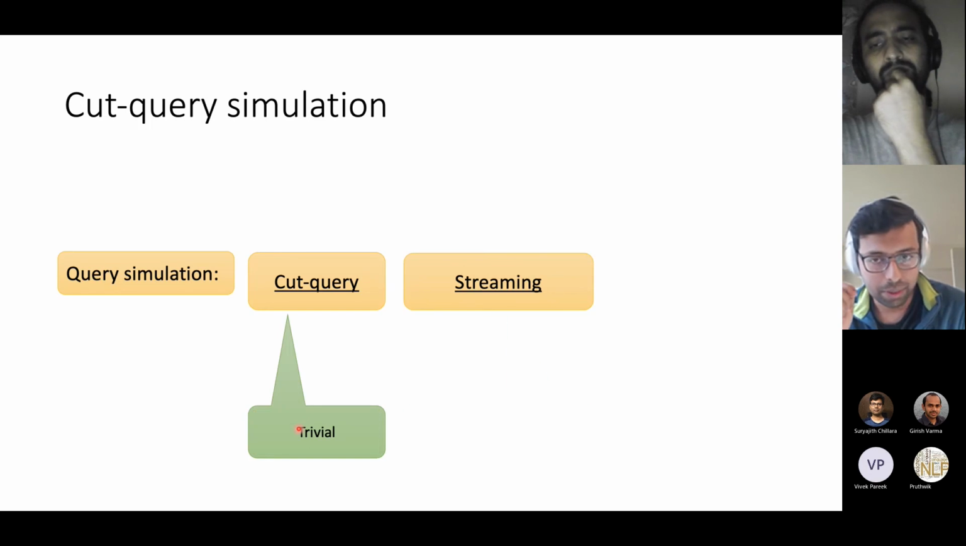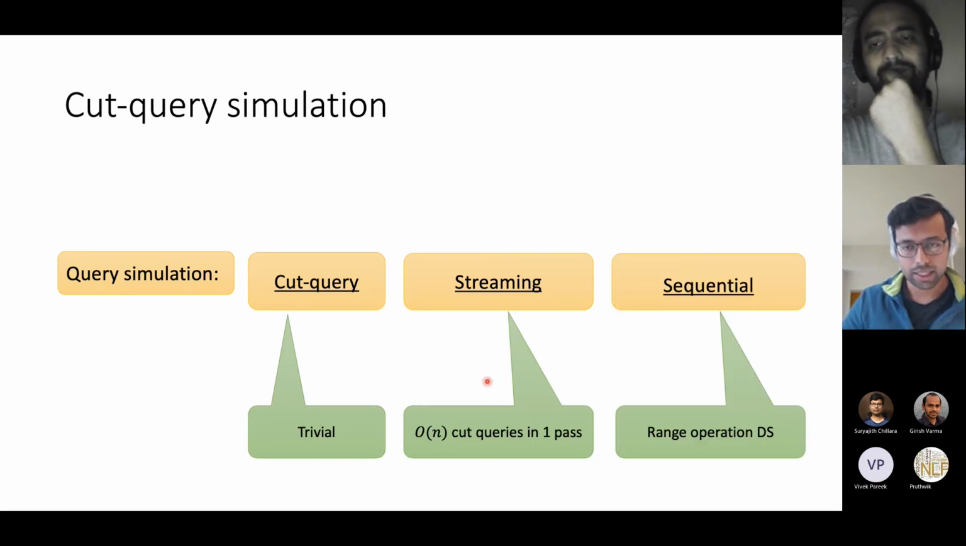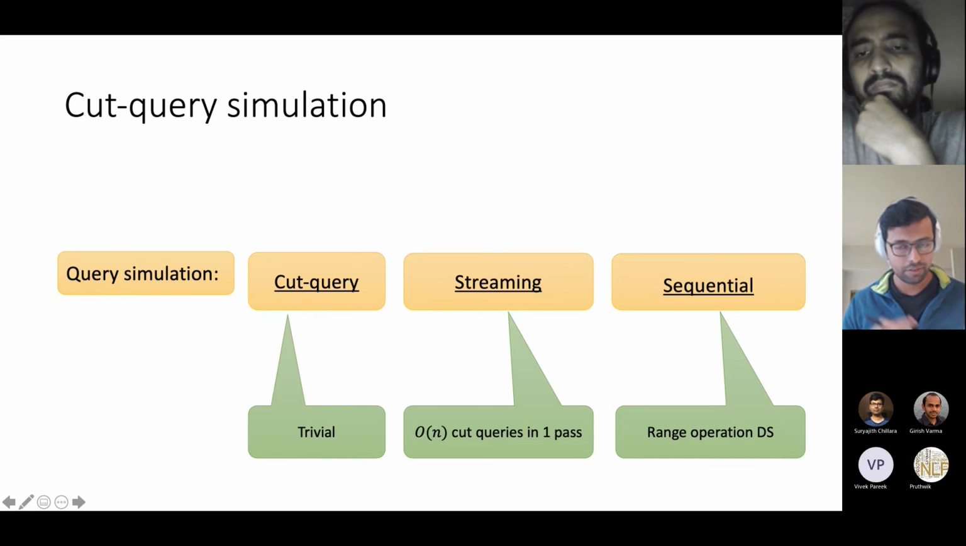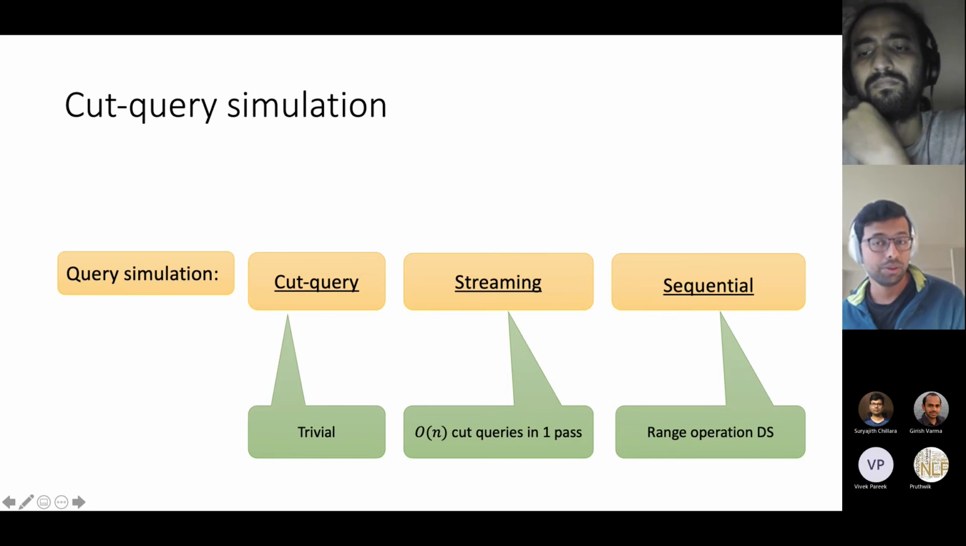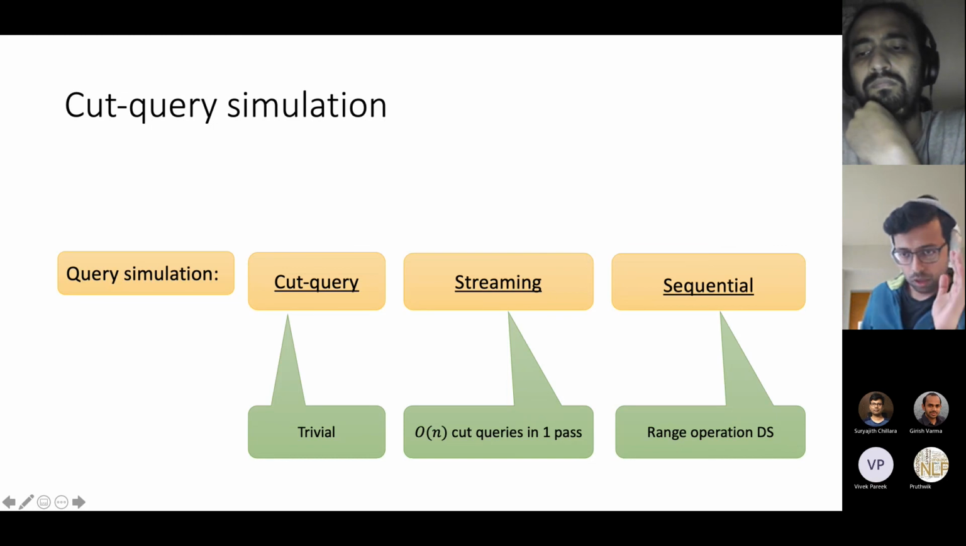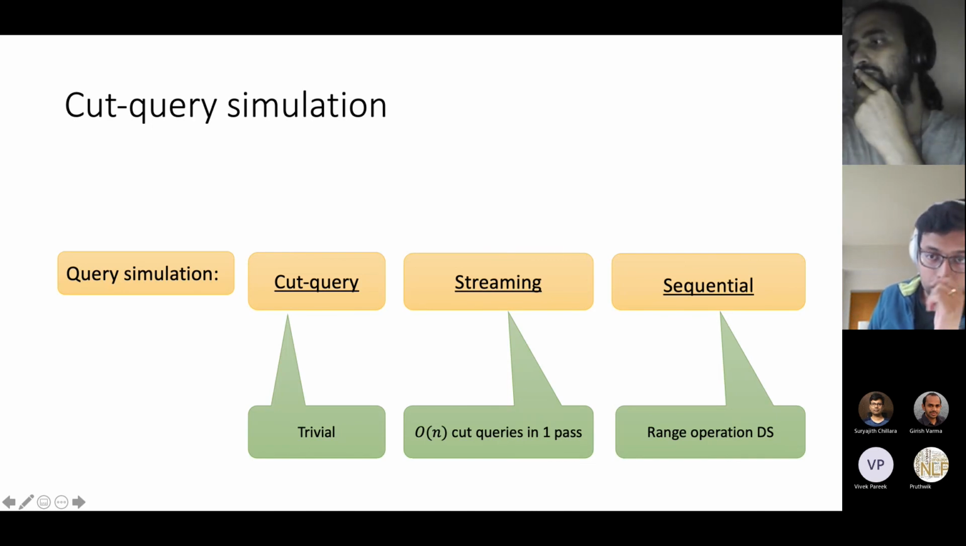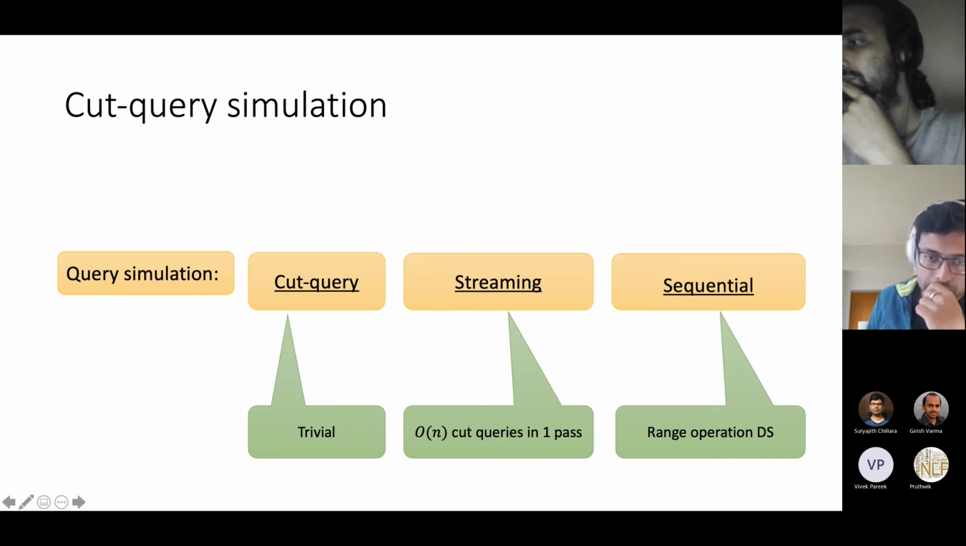So, or even in the streaming. So this is what it is right now. In the normal sequential model, you can actually mimic these cut queries very efficiently by something called a range operation data structure. This is again a very useful and versatile data structure. If you are trying to design some fast algorithm, this is something you should definitely look at, how this range operation data structure works. What it gives you is that you can simulate every cut query in order log n time, with some amount of pre-processing.